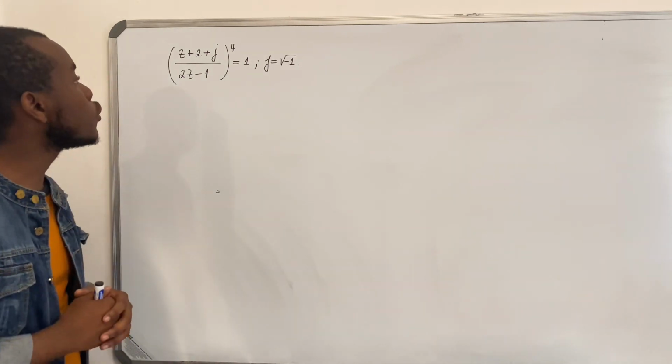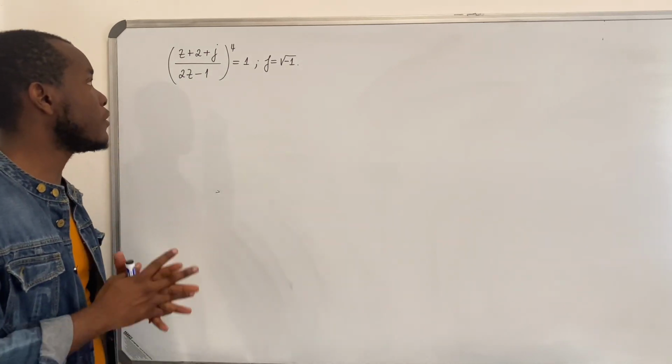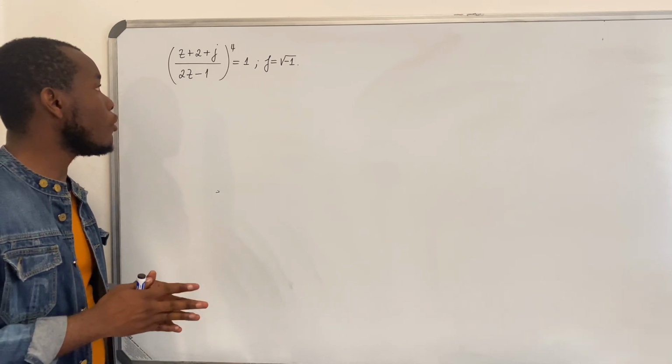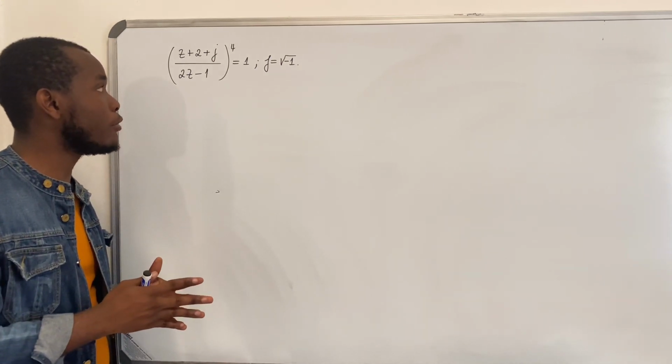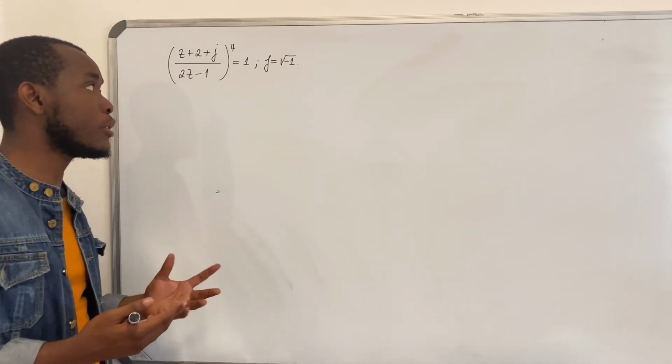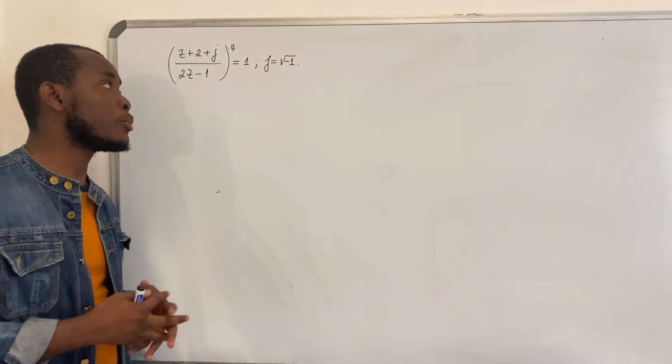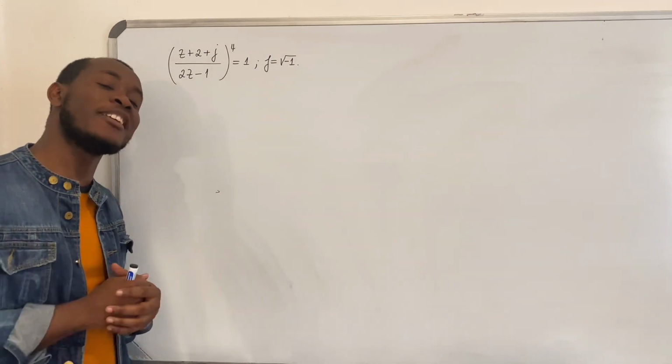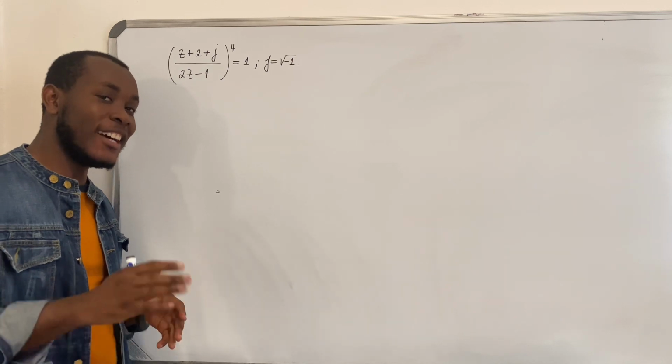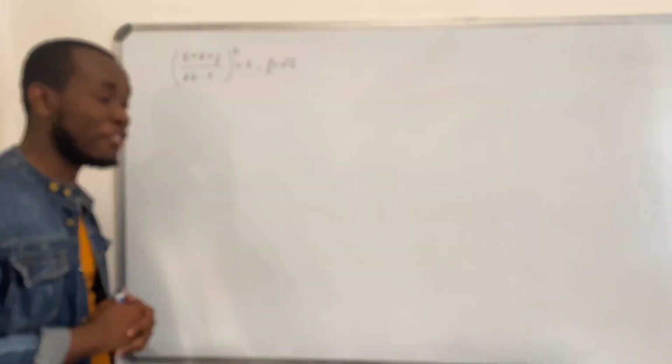So today we have this complex equation to solve. We have (z + 2 + j) over (2z - 1), all to the power 4, equal to 1, whereby j is an imaginary number equal to the square root of negative 1. All right, so what are you thinking on applying here? Now calm down, relax. Let's solve together and have fun.